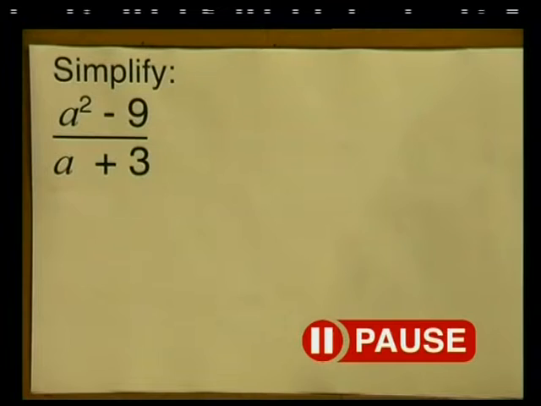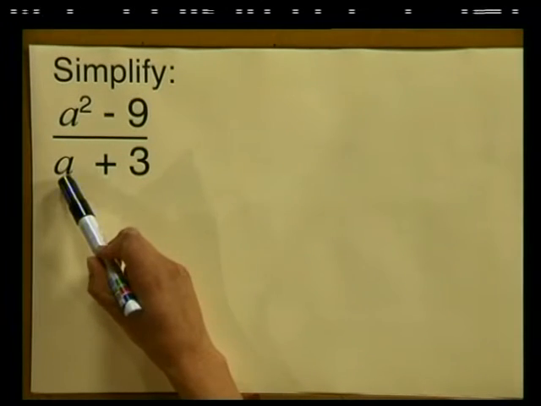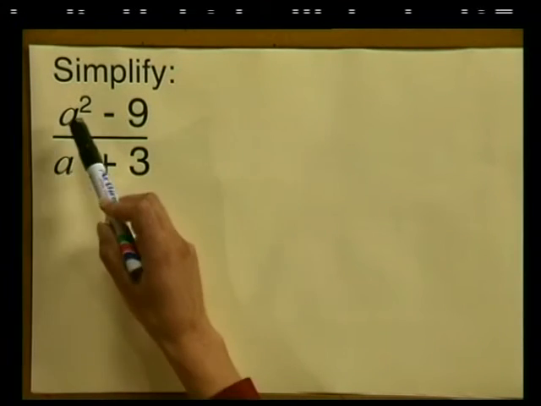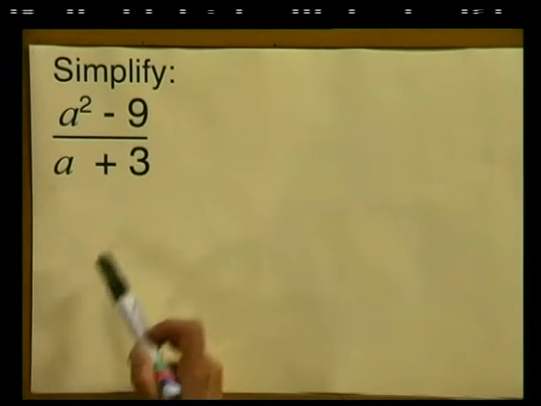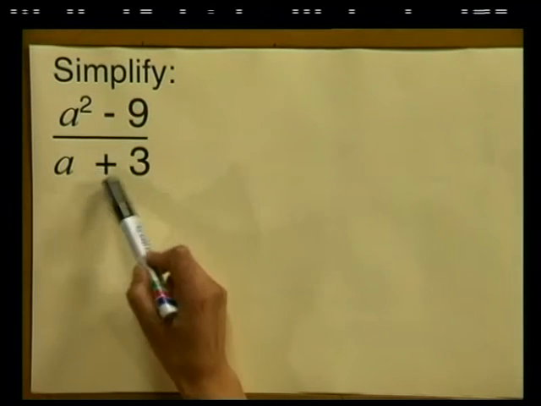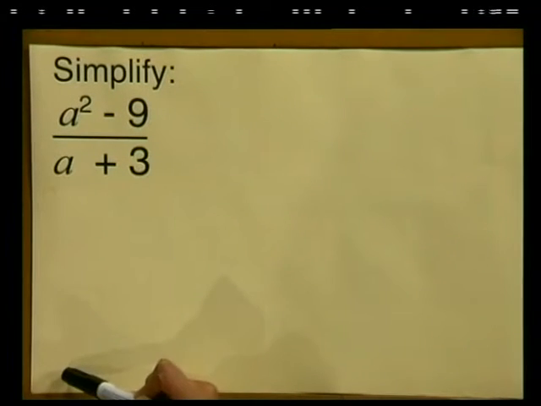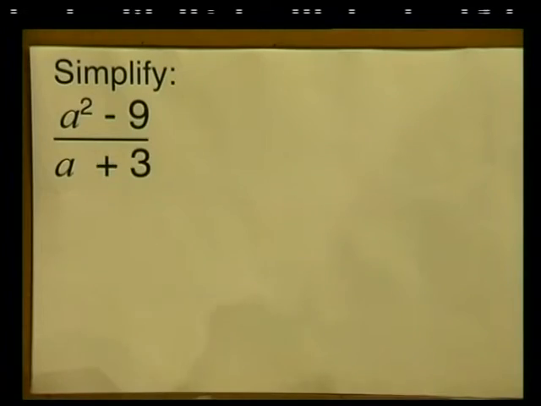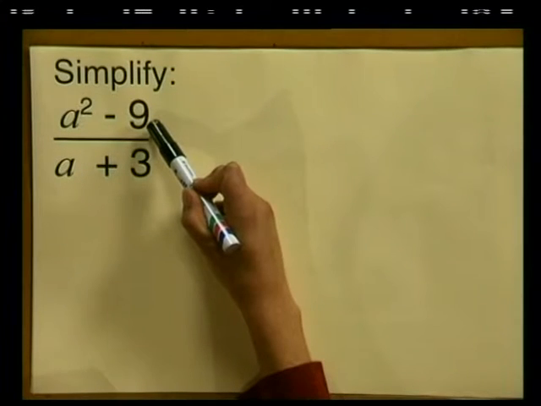Can you simplify this fraction? A squared minus 9 divided by a plus 3. Well, can you cancel these, a into a squared? It's tempting to want to cancel a into a squared, but they are terms. Notice the minus sign and the plus sign, and we can only cancel factors. So, what do we do?